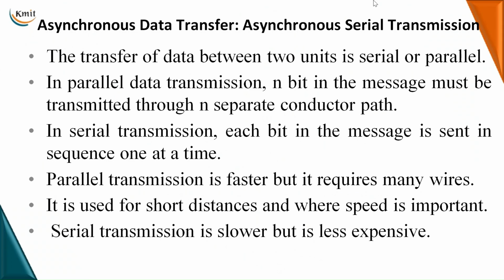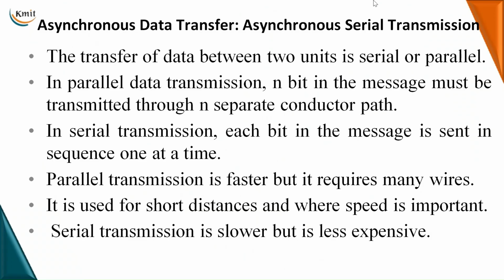When you consider two communicating parties, the transfer of data between the two units can be either a serial transmission or a parallel transmission. In parallel transmission, n bits in a message have to be transmitted through n separate conductor paths. In serial transmission, each bit in the message is sent in sequence, one after another, bit by bit.